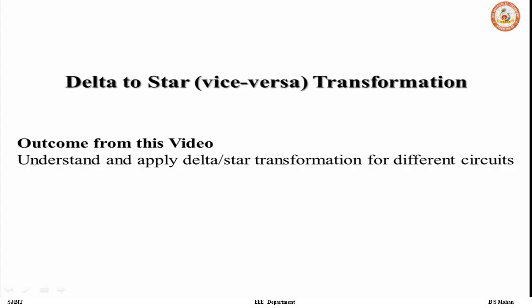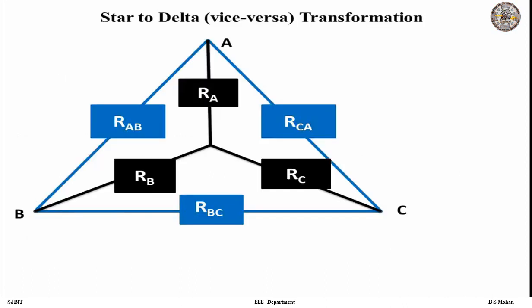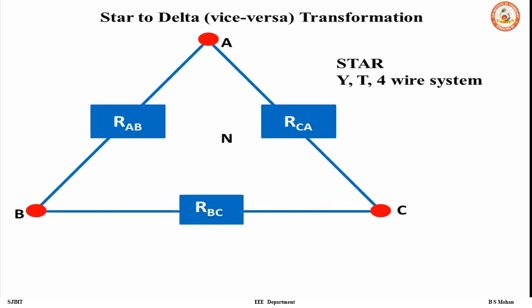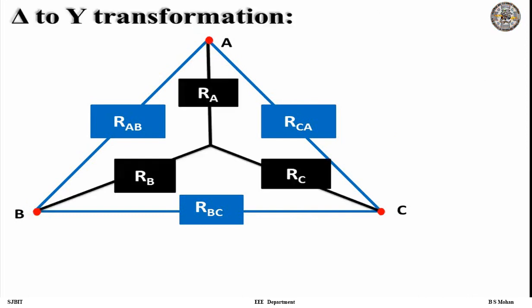Star delta transformation, and how do we apply it for different circuits. The alternative names for star are Y, T, or 4-wire system. So the four ends are A, B, C, and the midpoint, which is known as N, that is neutral. Delta, the alternative names are mesh, pi, or 3-wire system. The three ends are A, B, C, and N, which is in star, would not appear in delta.